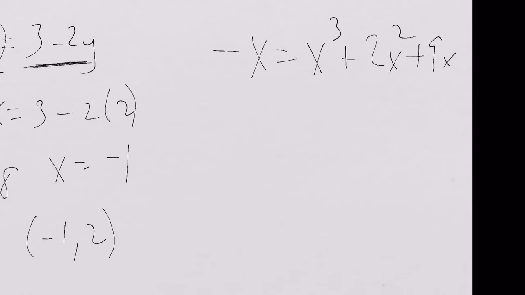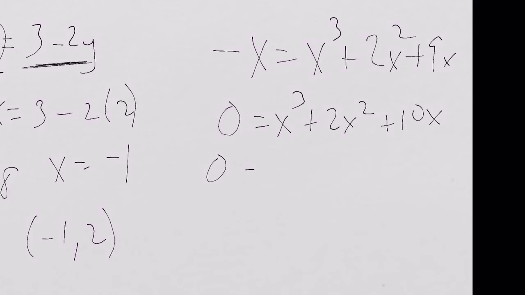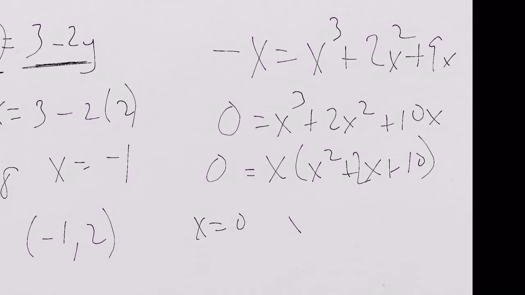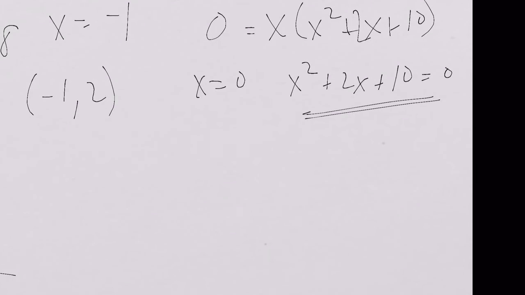So if I was doing that, I'd get all my x's on one side, plus 2x squared would be plus 10x. I could factor out an x, leaving x squared plus 2x plus 10, and then I'd set each piece equal to 0. So I have x equals 0, and x squared plus 2x plus 10 equals 0. I'm pretty sure with this one, if you tried solving it, you'd get non-real answers. So we'd only have one solution that we could see, real solutions, where these two things intersect, and that would be at x equals 0.